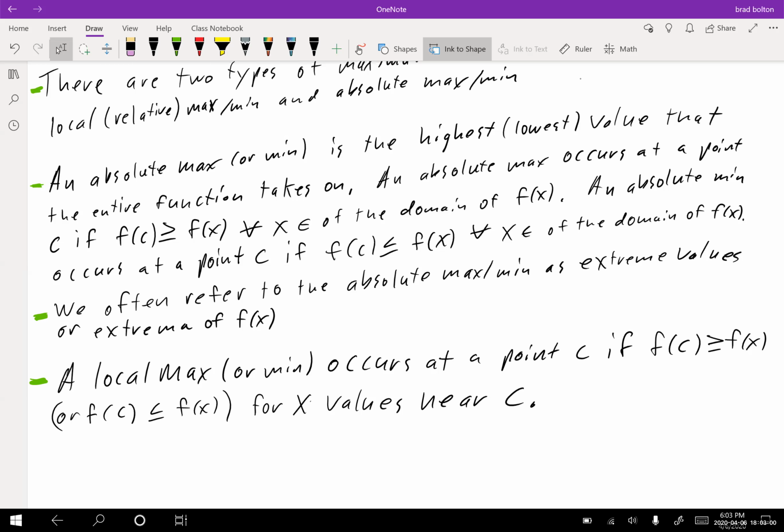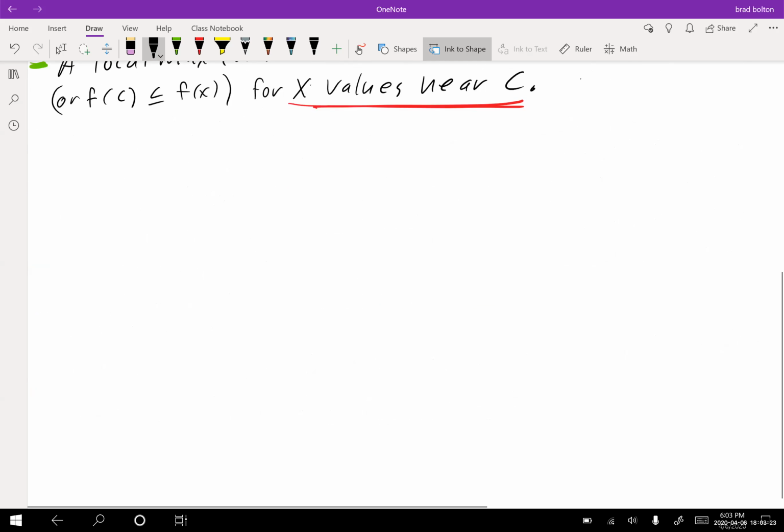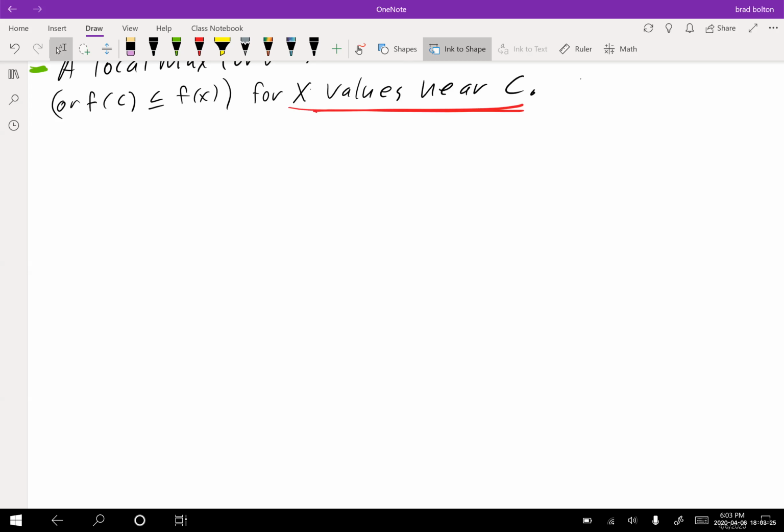Now this is the big thing right here. Near c, okay, x values near c. So they're saying you can't really be ridiculous and talk about a value that's not even close to it. So it's in the neighborhood. A lot of times I use the idea of a neighborhood to describe my local mins or local maxes, or relative mins or relative maxes, okay? So in general, you kind of have to think of it that way, as near this value of c.